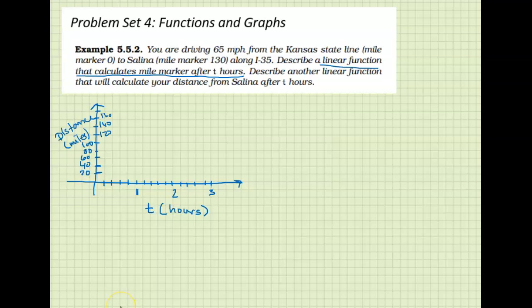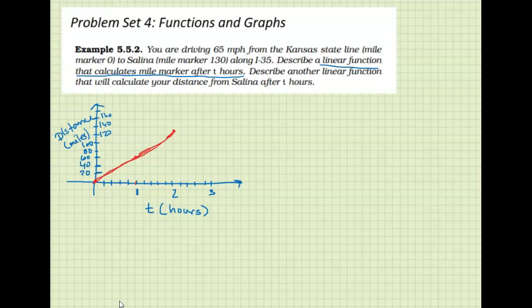If I'm looking at a function that calculates the mile marker after t hours, then we start here, because at t equals 0 you're at mile marker 0. You're going 65 miles an hour, so at 1 hour you are at mile marker 65. After 2 hours you've gone 130 miles. So we are looking at this graph right here.